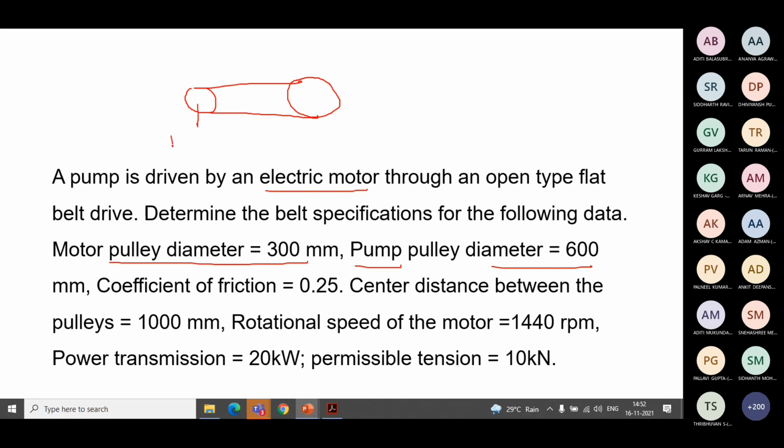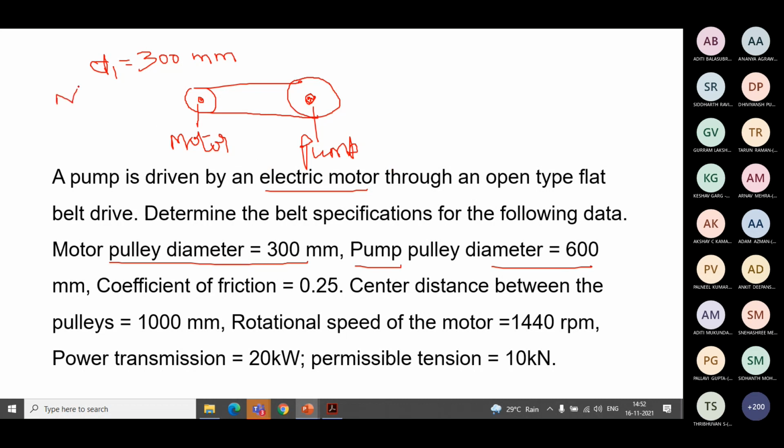This is the motor. There's a shaft here. If you want, you can write the shaft. This is the pulley. Pulley will always be around the shaft, so centrally there will be a shaft, and around that you have the pulley. Wrapped on the pulley you have the belt. This is the motor, and this is the pump. So D1 is how much? D1 is 300 mm.